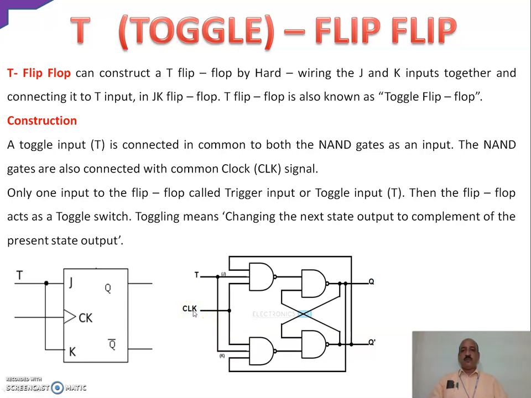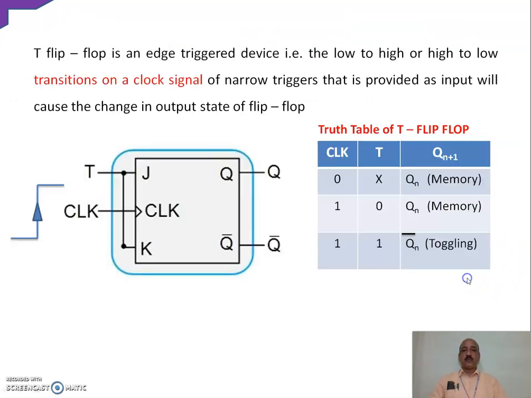Only one input goes to the flip-flop, called the trigger or toggle input. Then the flip-flop acts as a toggle switch. Toggling means changing the next state output to the complement of the present state output. That means if Q is 0, Q will be converted to 1, or if Q is equal to 1, that will be converted to 0, provided T is equal to 1 and in the presence of a clock signal. So here the clock signal is shown.